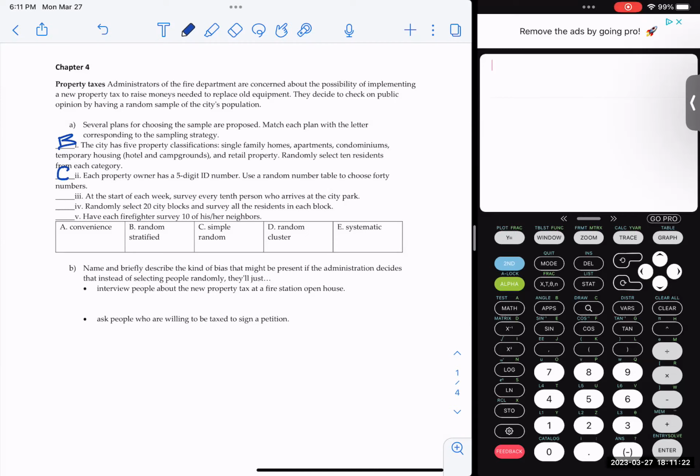At the start of each week, survey every 10th person who arrives at the city park. What do we think? E. Yes, that is a system for doing it. That's very good. Randomly select 20 city blocks and survey all the residents in each block. Oh, very good. Okay, yes. And then have each firefighter survey 10 of his or her neighbors. What do we think that is? Yeah, that's A, that's convenience. Of those sample types, what's the one we like the least? Yeah, convenience, because it's worthless.